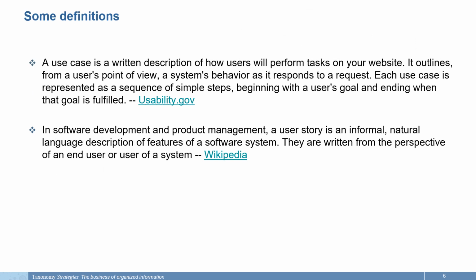So, what exactly is a use case? According to usability.gov, which used to be the leading resource for user experience best practices and guidelines for the US government, a use case is a written description of how users will perform tasks on your website. It outlines from a user's point of view a system's behavior as it responds to a request. Each use case is represented as a sequence of simple steps, beginning with a user's goal and ending when that goal is fulfilled.